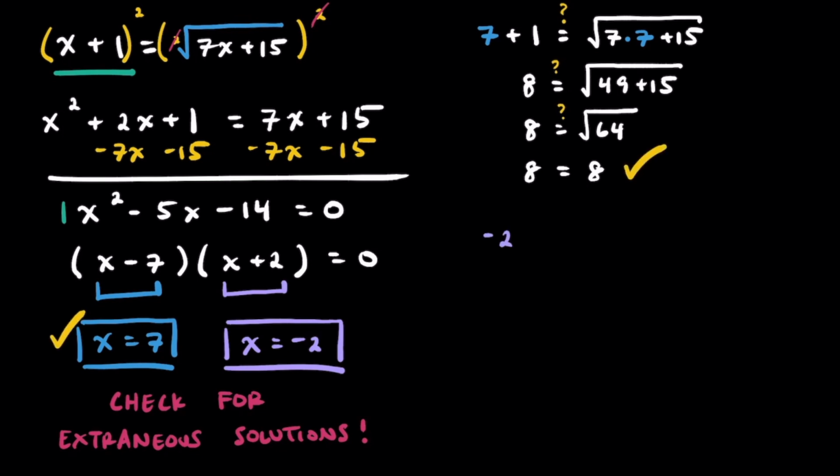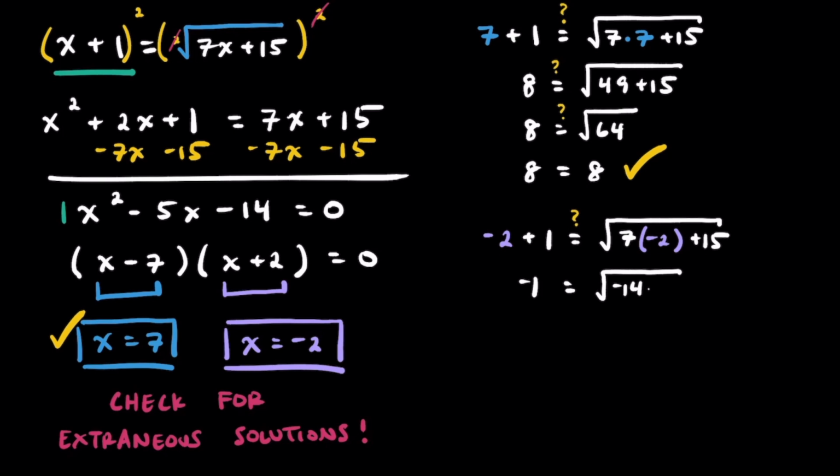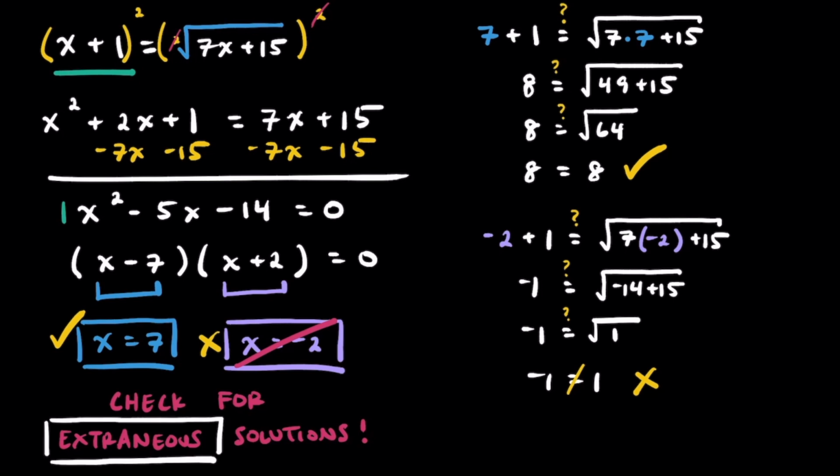Now let's plug in -2 to the original equation. Let's see if -2 plus 1 is equal to the square root of 7 times -2 plus 15. Simplifying a bit, we get -1 is maybe equal to the square root of -14 plus 15. And that simplifies down to -1 is possibly equal to the square root of 1. And since -1 doesn't equal +1, x equals -2 is an extraneous solution. We got it algebraically, but it doesn't actually work for the original equation. This is an extraneous solution.